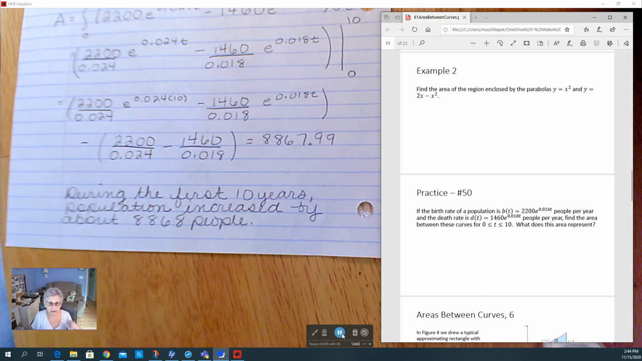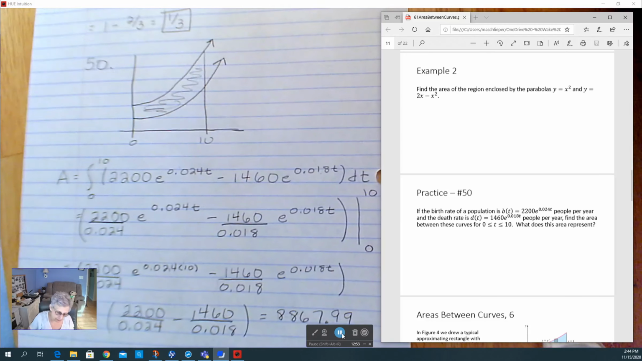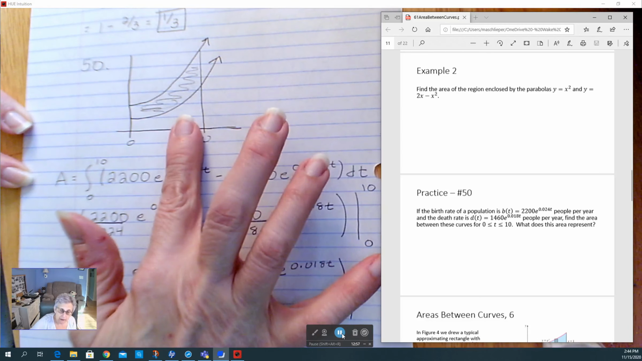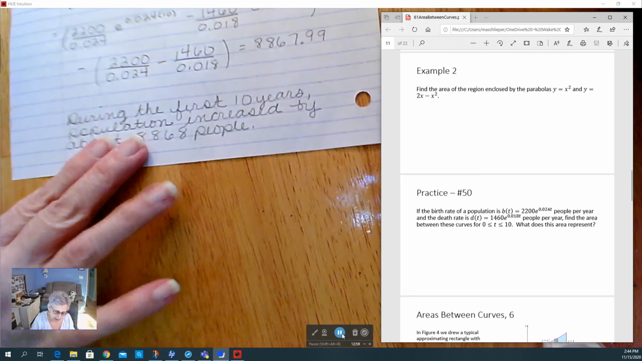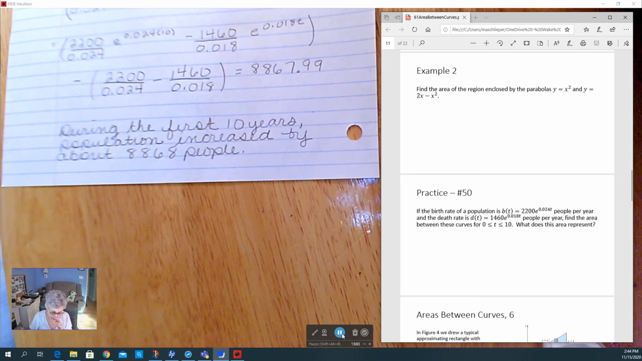Okay, I plugged it in, did all the arithmetic, and then I wrote up the sentence that this area represents the difference between the birth rate and the death rate. So it is the net increase in population during the first 10 years.